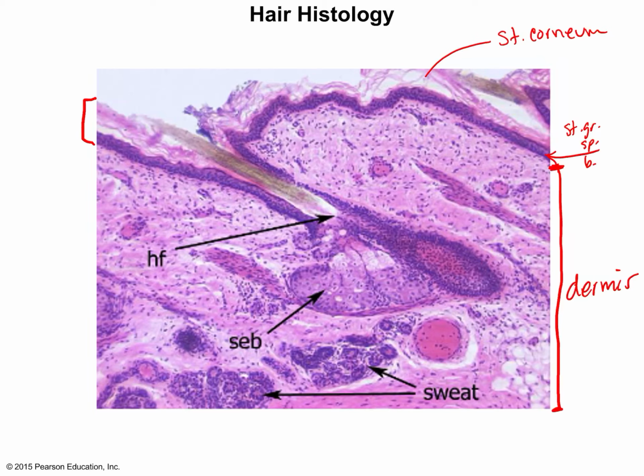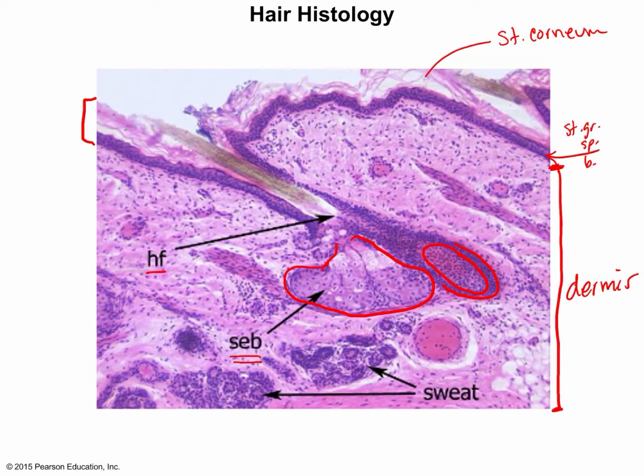Now we see a hair follicle. HF is for hair follicle. The hair follicle, I can see the rounded bulb at the end. I see a pale center. That's my papilla. And off to the side, I'm going to look for a sebaceous gland, which is nice and labeled for me. So here is my sebaceous gland.